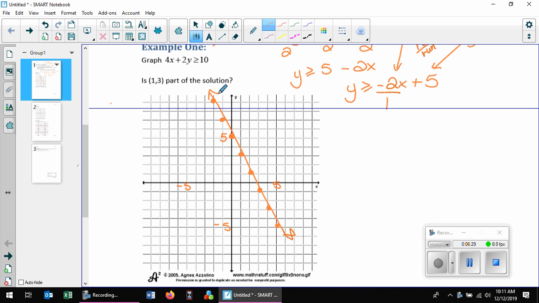Oh, silly me. This is my boundary line. What I just drew right here is my boundary line, but I didn't take a minute to decide if it was solid or dashed. It's solid, so it works out okay. But I didn't stop and think about it, and I probably should have before I connected those dots. So it's going to be a solid line because it has the equal to sign. Is everybody good? Yes? Welcome to grade 10.